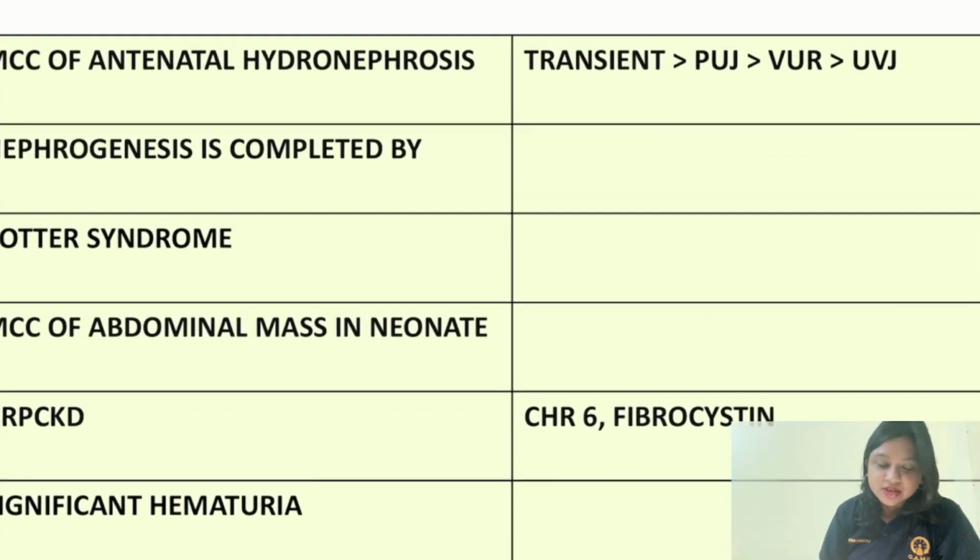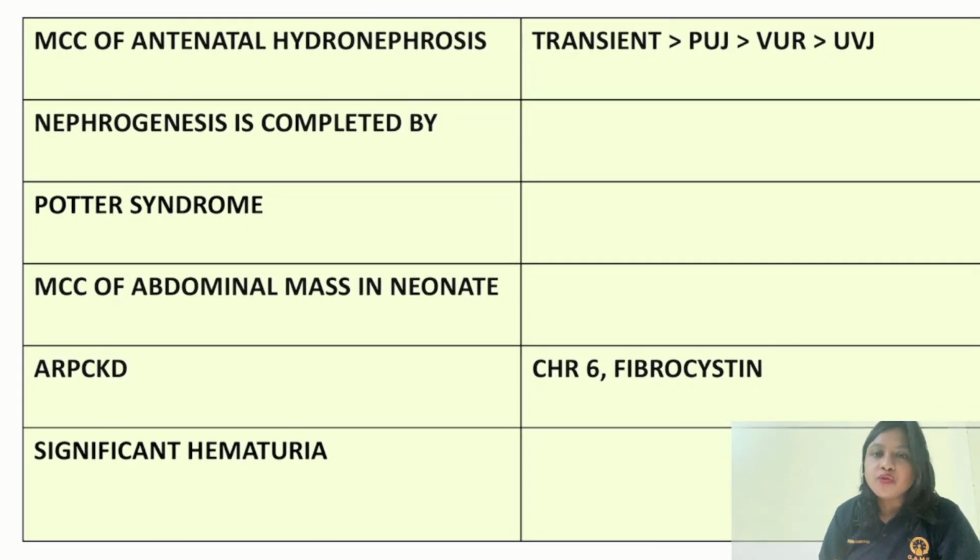So the first thing is some one-liners. Most common cause of antenatal hydronephrosis is transient or functional, okay? If it is not given in the option, then the second best option is pelvic-ureteric junction obstruction. So PUJ obstruction is the second best choice of most common cause of antenatal hydronephrosis, followed by vesico-ureteric reflux, followed by ureterovesical junction obstruction. In the INICET papers, you can be asked some sequence-based questions regarding the most common cause of antenatal hydronephrosis.